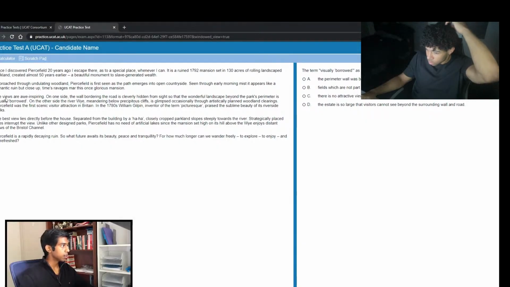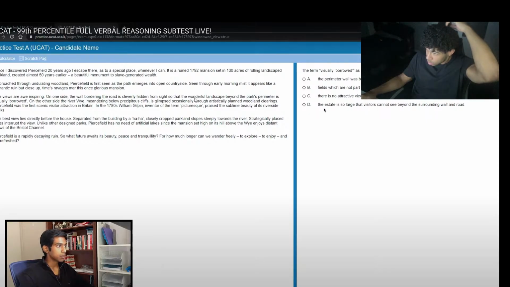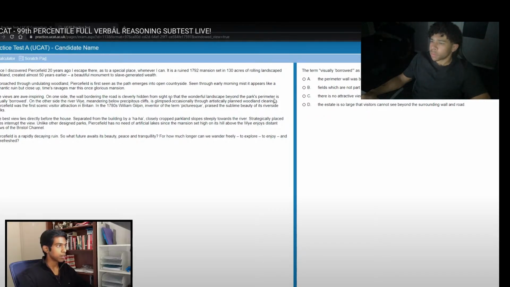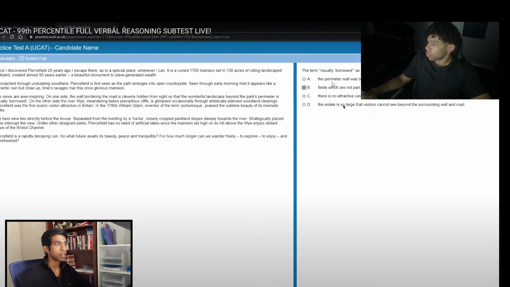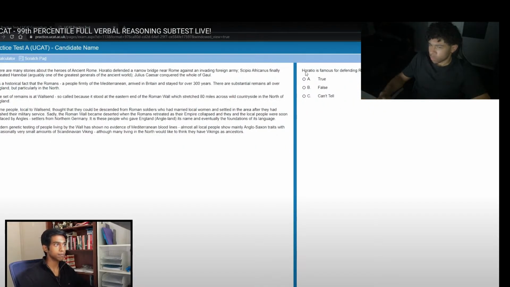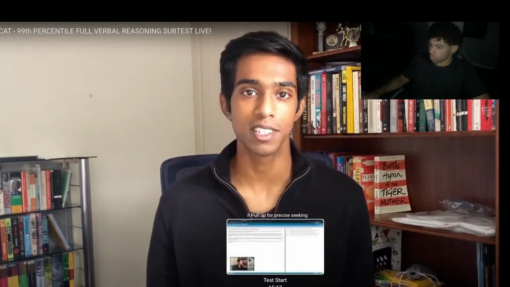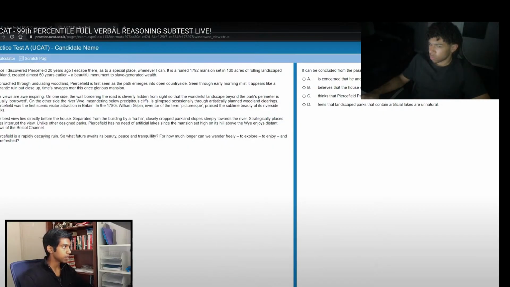I saw it here. The views are awe-inspiring. On one side, the wall bordering the road is cleverly hidden from sight, so the wonderful landscape beyond. Perimeter is visually borrowed. Okay, that would be B. Fields which are not part of the essay are meant to appear as though they are. If you want to see the way a 99th percentile scorer's brain works during the verbal reasoning subtest, about the author's opinion here, so I'm just going to see the last paragraph. Peacefield.